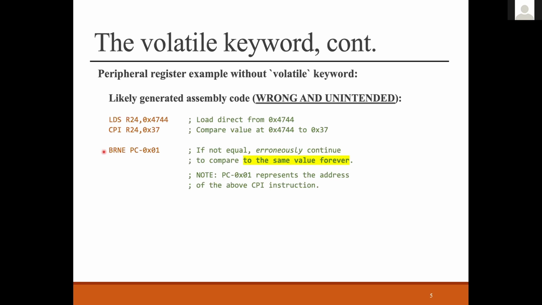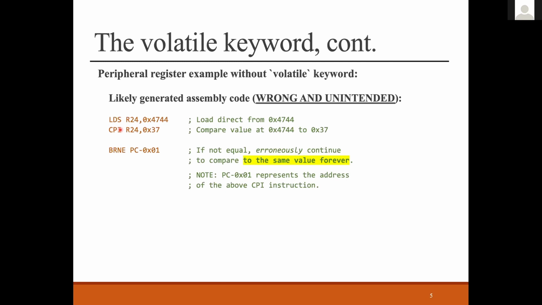Branch if not equal, PC -1. So PC, again, is a label associated with the program counter, where if we're at this instruction, PC is going to be the memory location associated with this machine code instruction. And the important thing to note, the problem, is that we are going to ultimately jump back to this one line of code if the value is not equal. So why is that a problem?